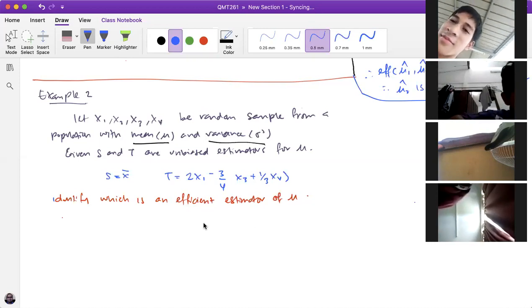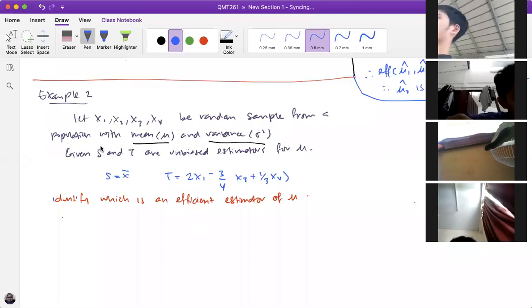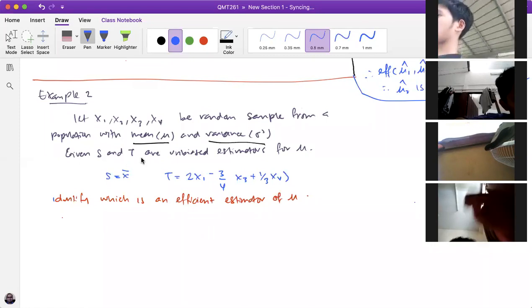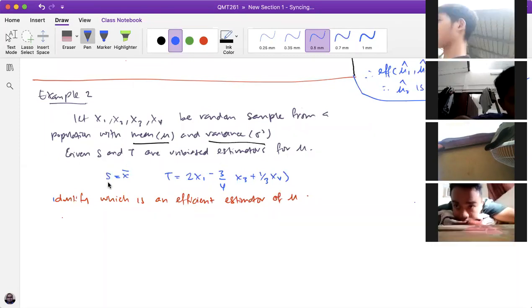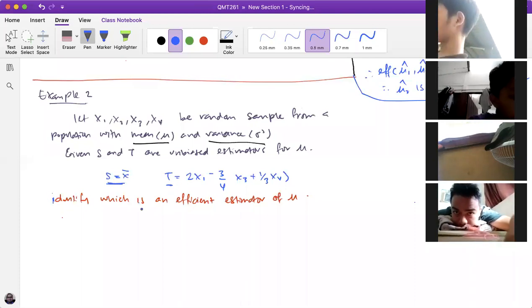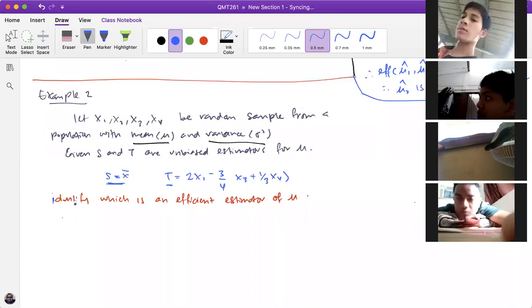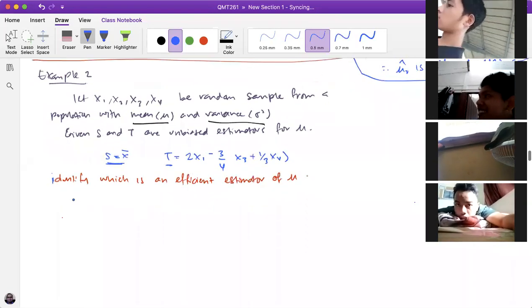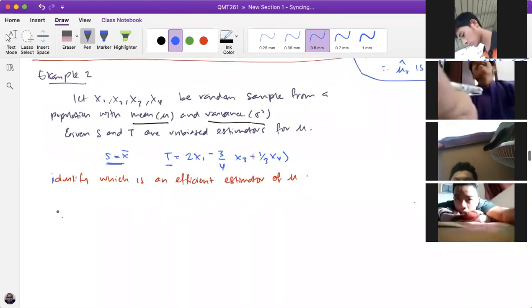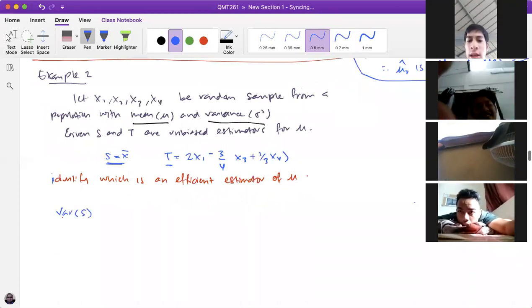So example number 2. X1, X2 until X4 is a random sample from a population with mean equal to mu and variance equal to sigma squared. Given S and T are unbiased estimators, we want to identify which estimator is the efficient estimator for mu. So the first step is we need to find the variance for S and the variance for T.